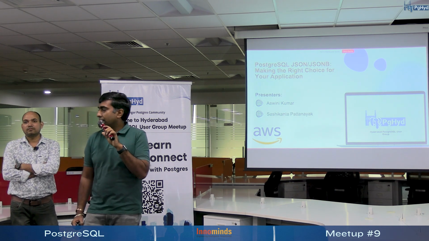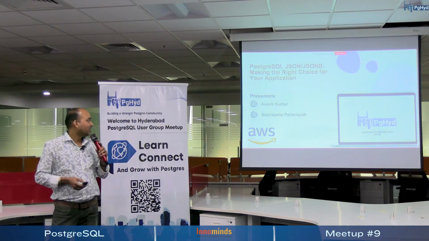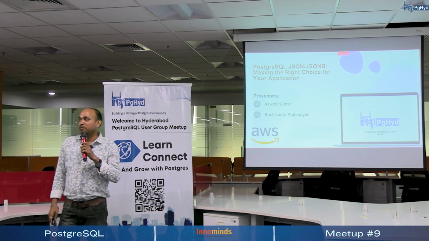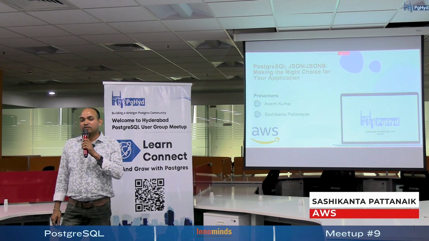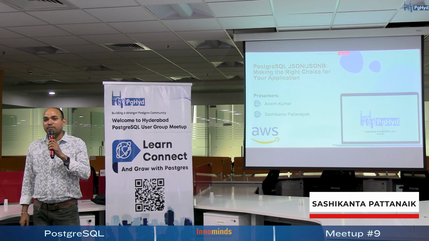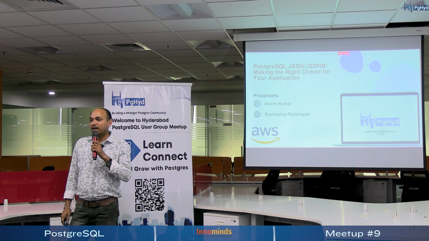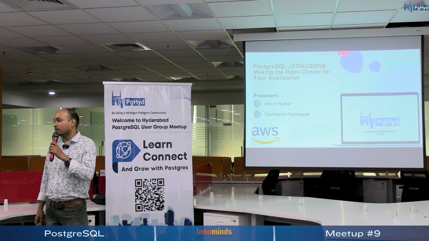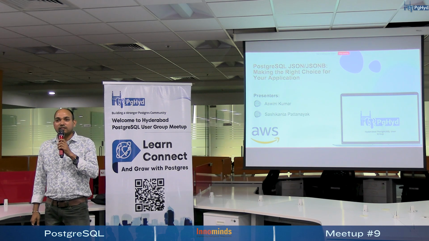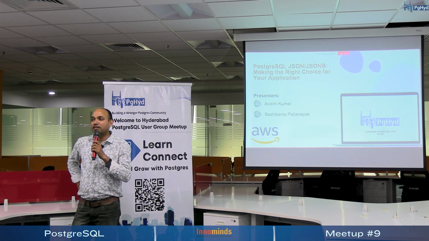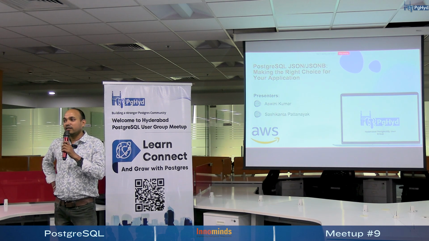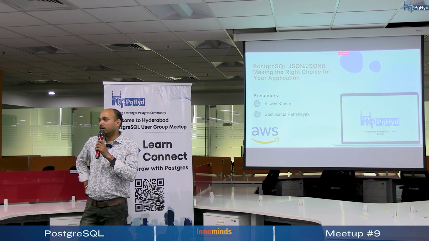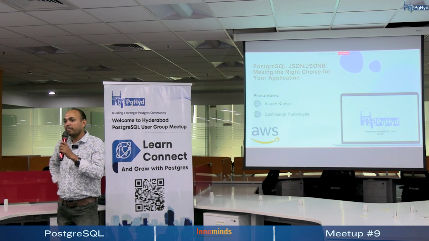So I will hand over to my colleague. Hello everyone, hope I am audible to everyone. So my name is Sashikant. I am also working on Amazon for the last 6 years, and I have overall 13 plus years of experience. And if I talk specifically about Postgres, then for the last 8 years I am working on Postgres. So basically I am a database consultant, and I help customers to migrate their workload to AWS.